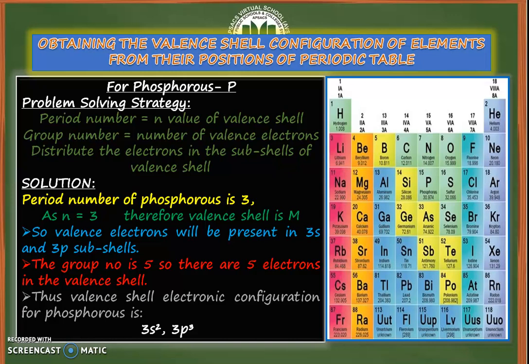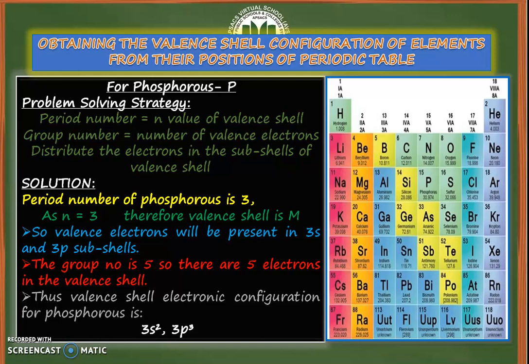In our previous lectures, we have already discussed how you can calculate the position of any element of periodic table with the help of its valence shell electronic configuration. Our today's topic is just opposite of our previous topics. You need to recall our previous concepts for better understanding. So now let's start with our example for phosphorus. You need to calculate the valence shell configuration of phosphorus with the help of its position in periodic table.